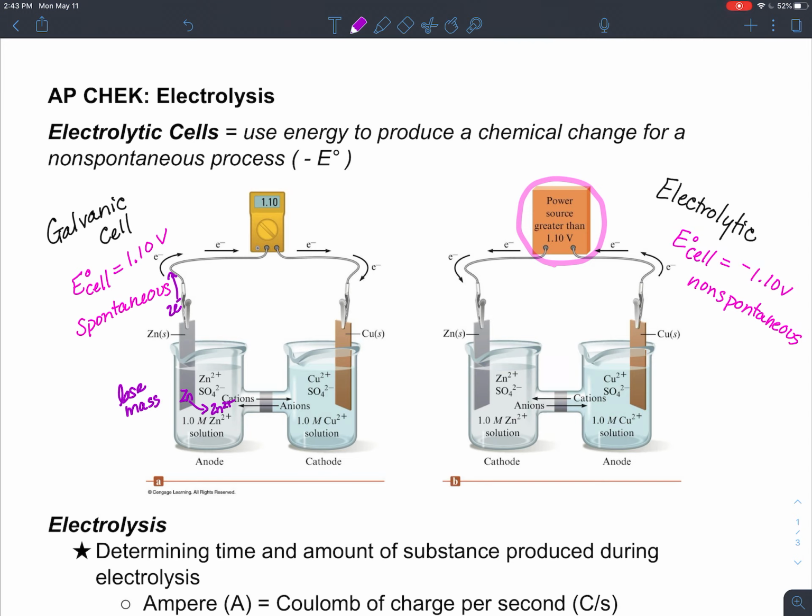On the cathode side in this particular situation, we have some copper 2+ that's going to be depositing additional copper onto that cathode, and so we're gaining mass at the cathode.